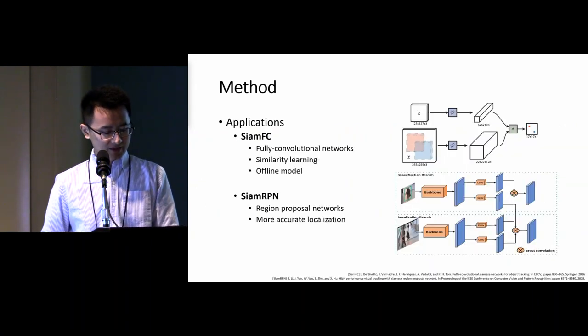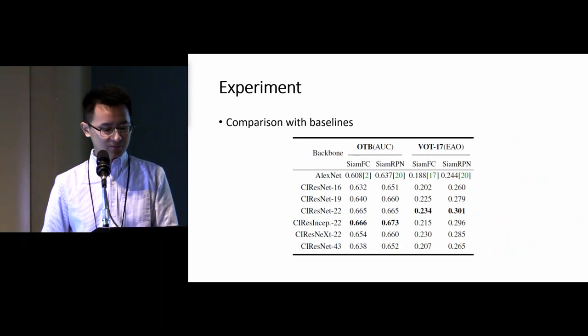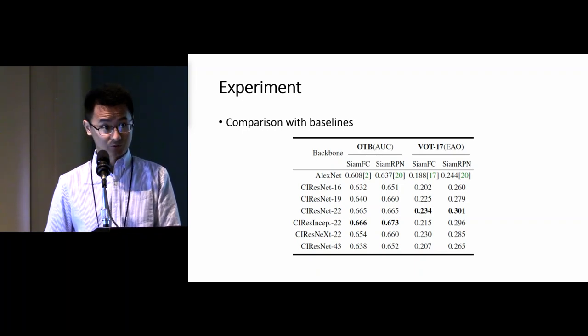Then we apply the designed backbone to two representative trackers, SiamFC and SiamRPN. In both SiamFC and SiamRPN, we replace the original five-layer AlexNet with our designed backbone and keep other settings the same as the original framework.